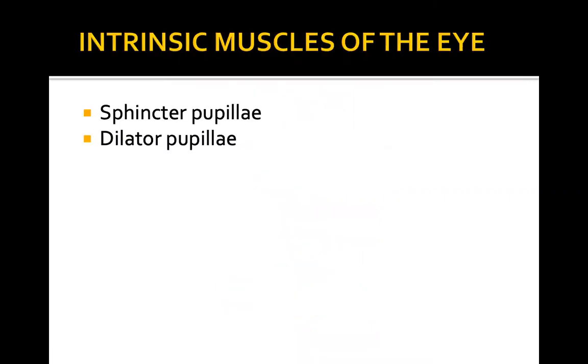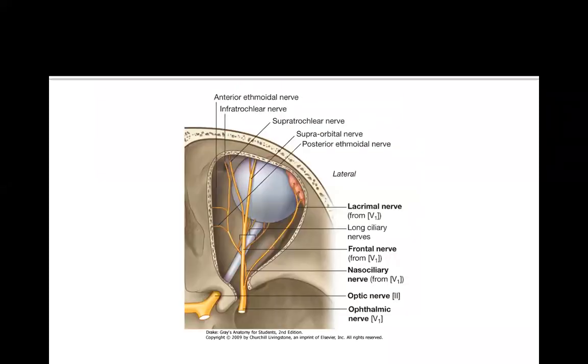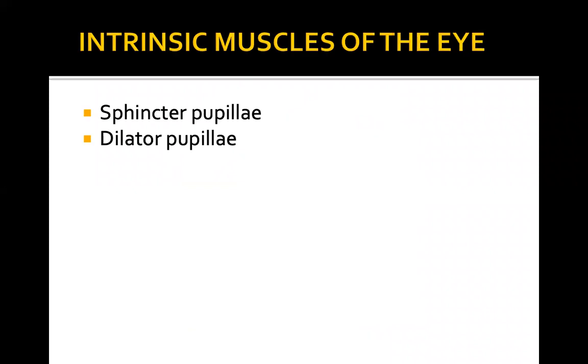All right. So we'll end with the intrinsic muscles of the eye, which are only two, so you can take that away easily. Sphincter pupillae, dilator pupillae. Okay. This helps with the constriction or dilation of the pupil as far as the iris is concerned. Okay. So tomorrow we'll start with the innervation of the orbit. Then we continue. Okay.